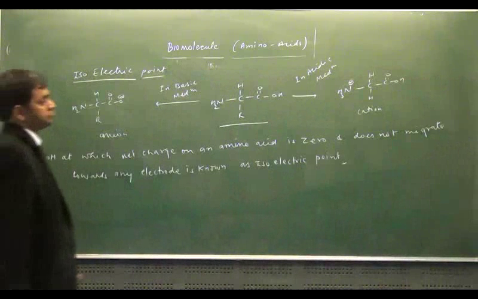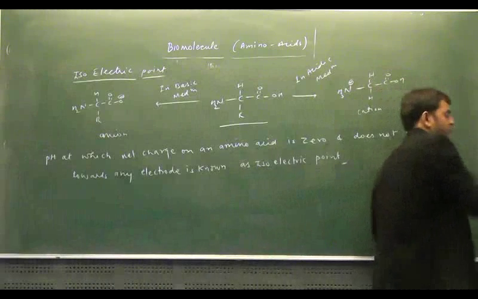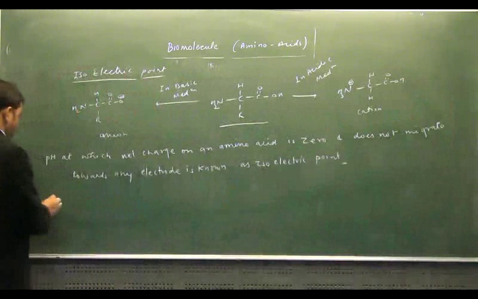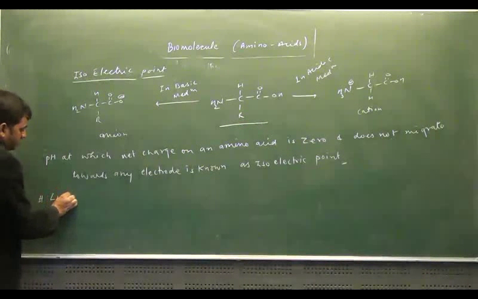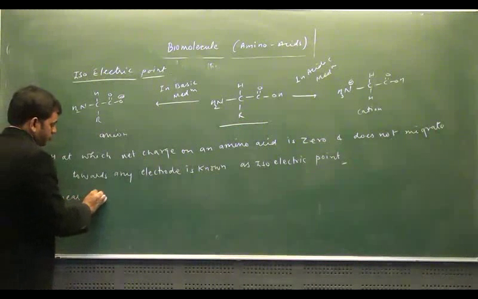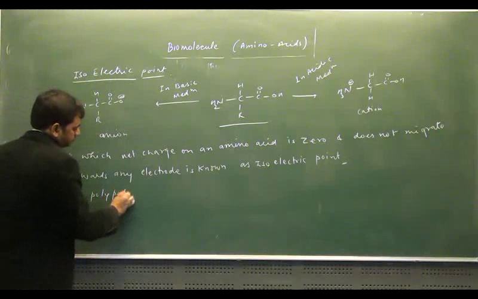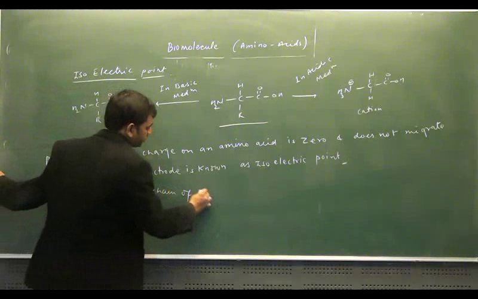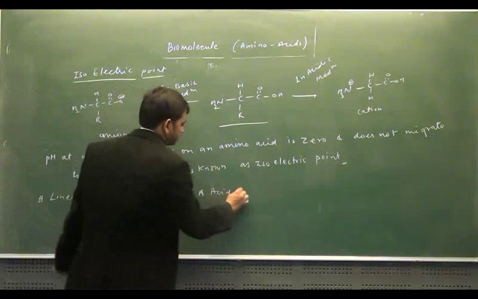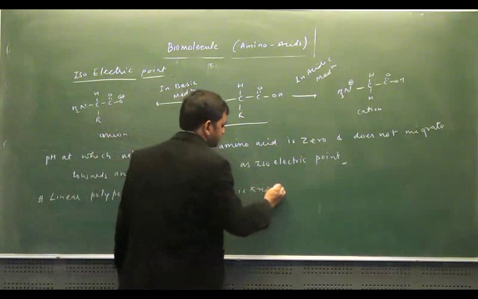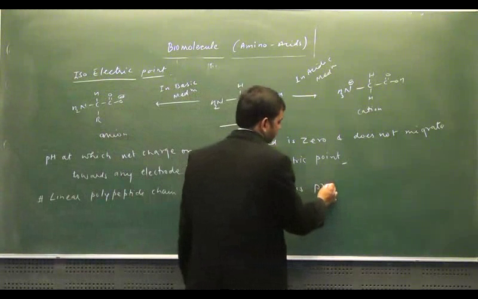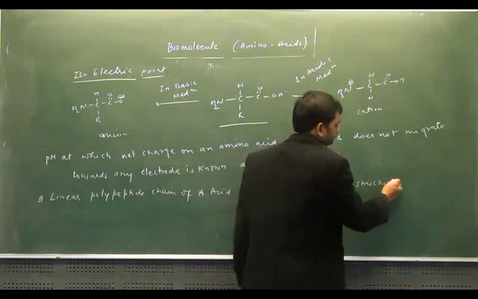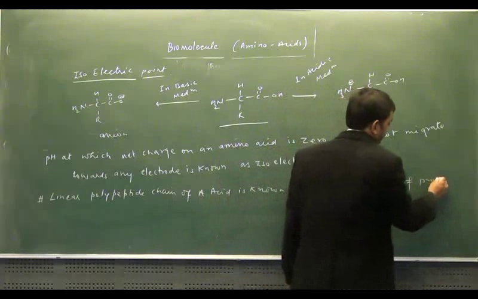So the primary structure of protein: the primary polypeptide chain of amino acids is nothing but a linear polypeptide chain of amino acids. A linear polypeptide chain of amino acids is known as the primary structure of protein.